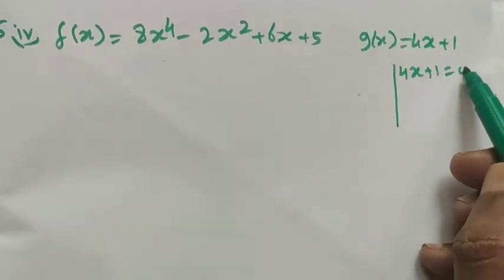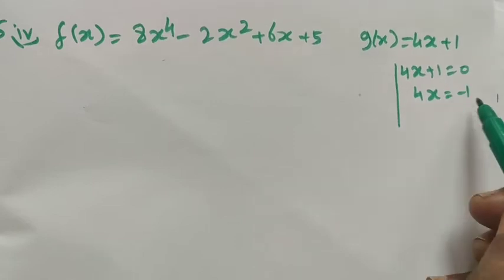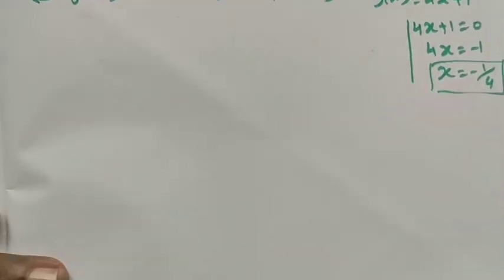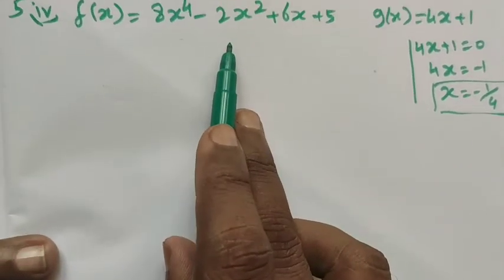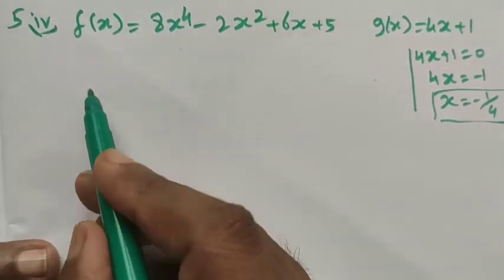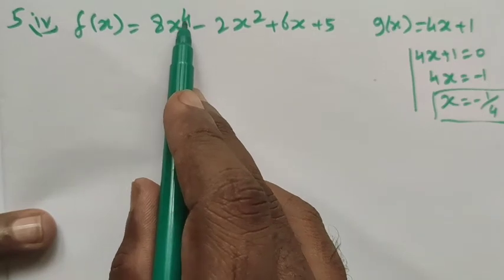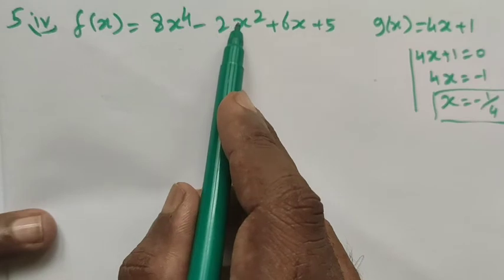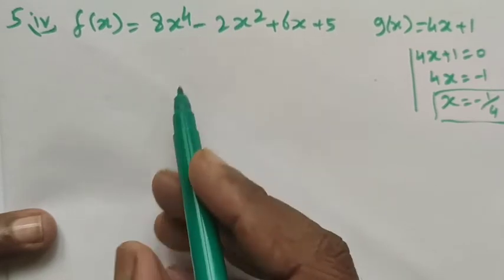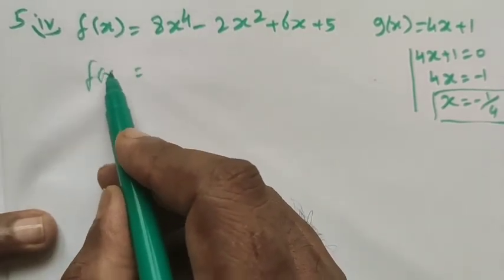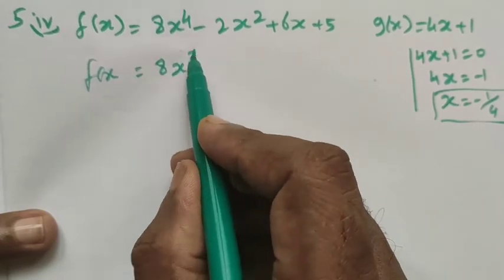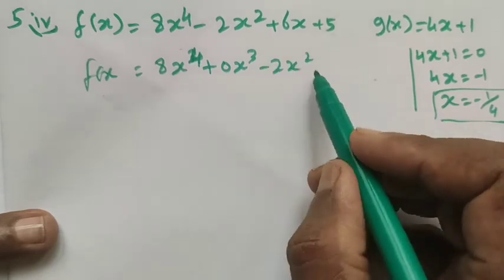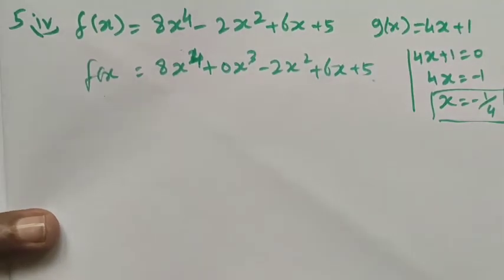4x plus 1 is equal to 0, then 4x is equal to minus 1, then x is equal to minus 1 by 4. Right? Now we want to check whether the given polynomial is in the standard form or not. So here we have 8x power 4 and then we need x square. Here we have x square. We need x cube, right? So the missing term is x cube. So 8x power 4 plus 0x cube minus 2x square and then plus 6x plus 5 is the polynomial.